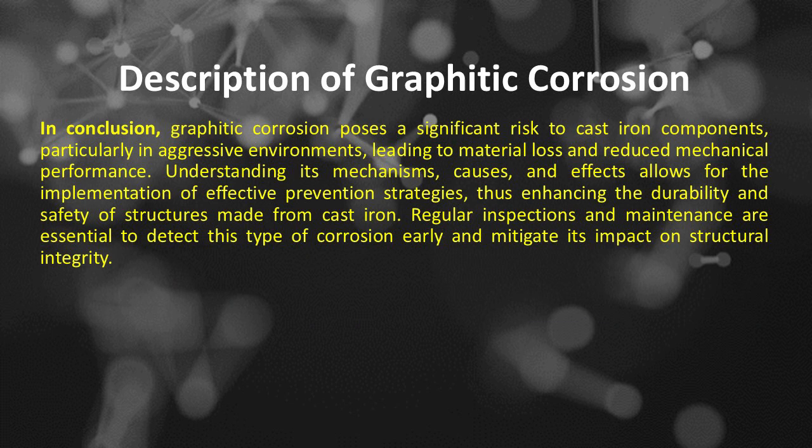In conclusion, graphitic corrosion poses a significant risk to cast iron components, particularly in aggressive environments, leading to material loss and reduced mechanical performance. Understanding its mechanisms, causes, and effects allows for the implementation of effective prevention strategies, thus enhancing the durability and safety of structures made from cast iron. Regular inspections and maintenance are essential to detect this type of corrosion early and mitigate its impact on structural integrity.